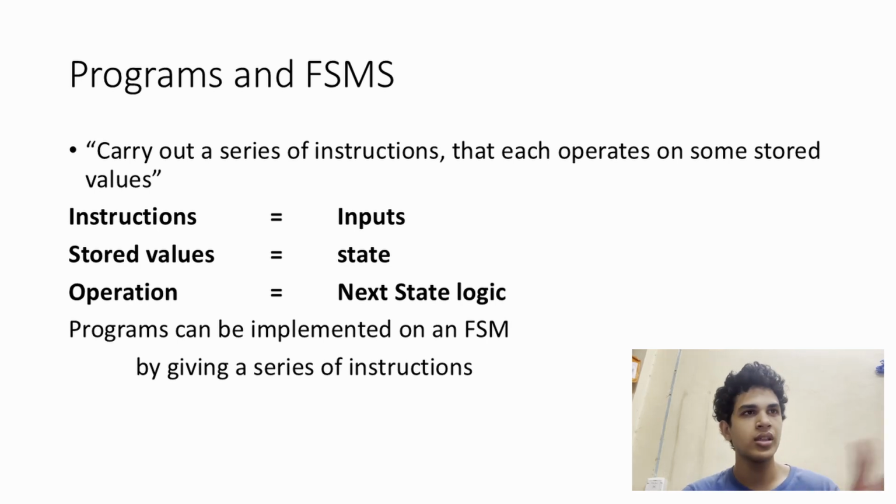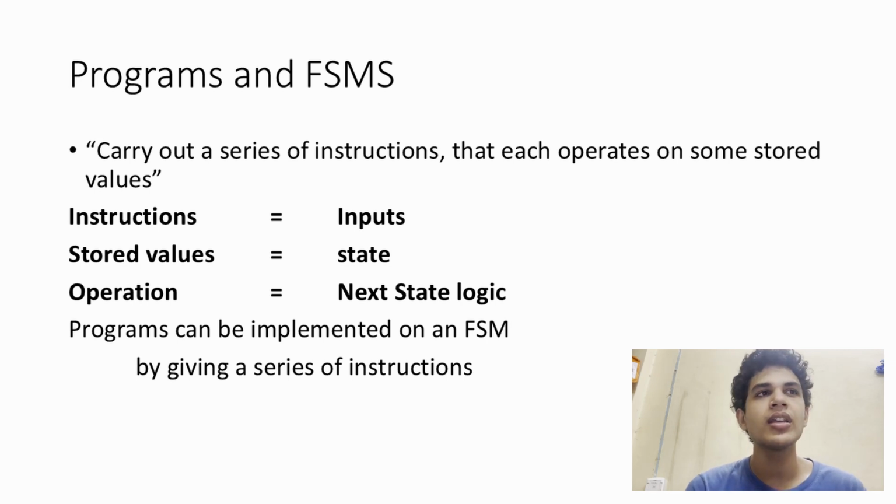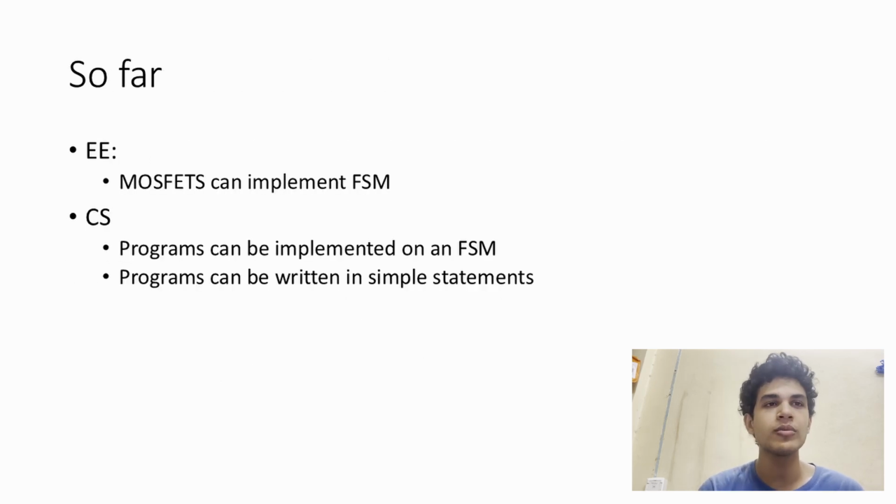Now drawing this analogy makes us realize that programs can be implemented on an FSM by giving the program a series of instructions. We have an FSM that has some next state logic and has some inputs, and by giving the instructions as inputs, we can carry out a wide set of programs on this FSM.